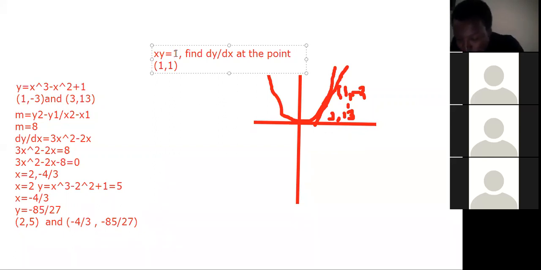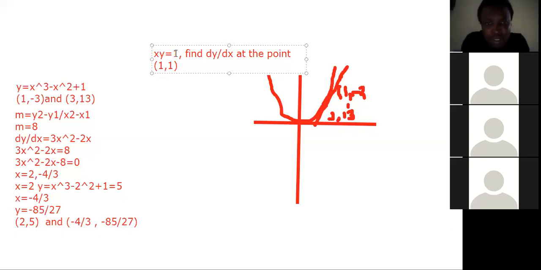The curve y is equal to px cubed plus qx squared passes through the point 1, 0, and the tangent to it at this point has a gradient 1. Find p and q.